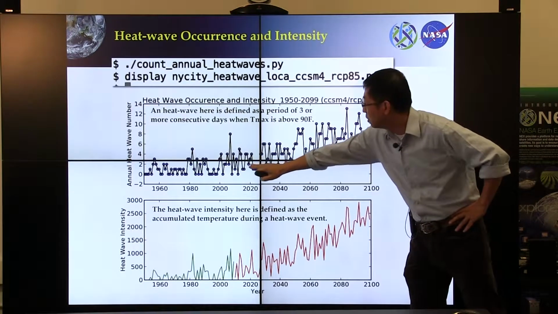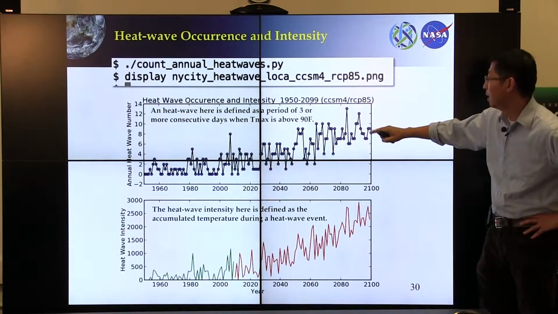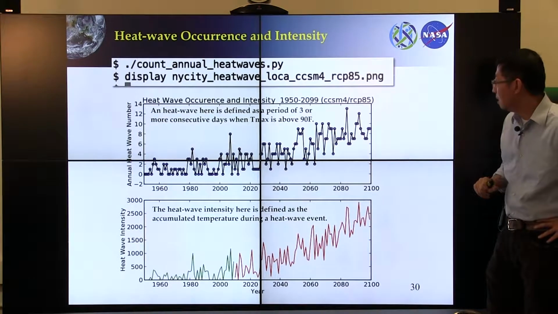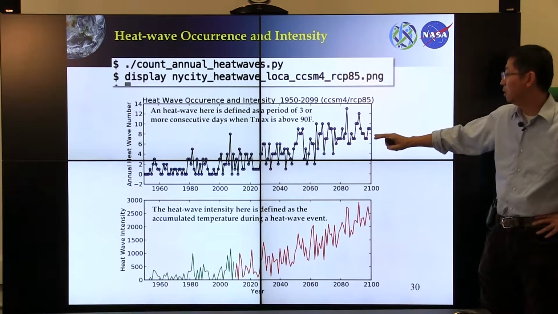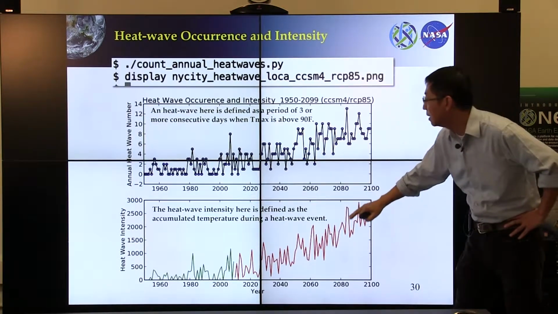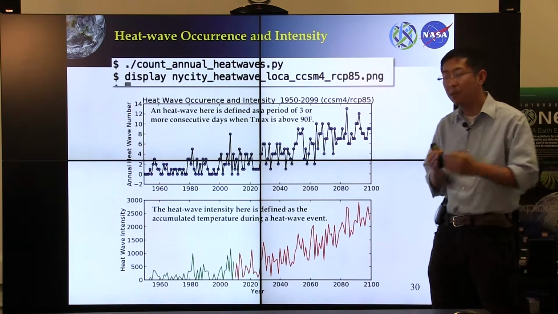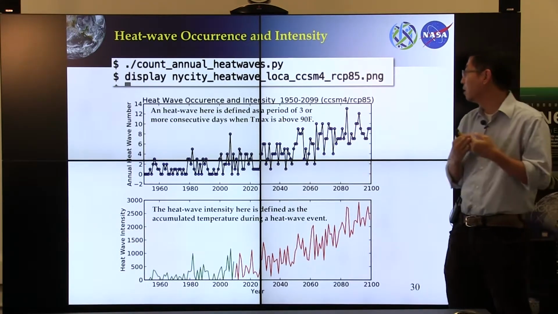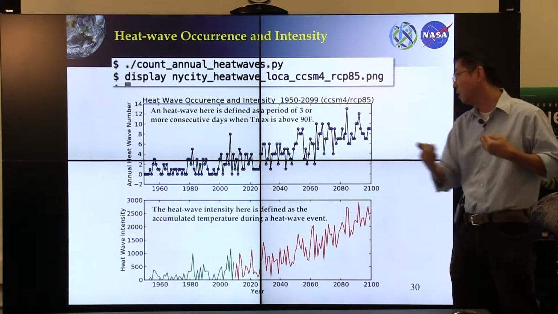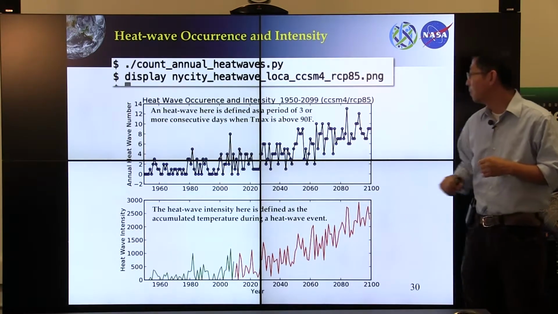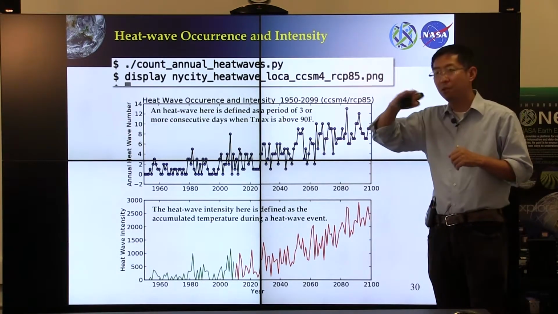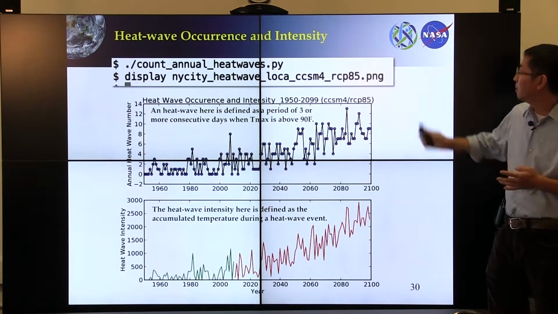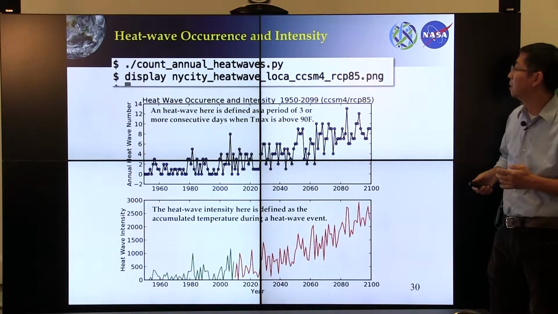From currently about 2 to around 8 heat waves by the end of the century. Not only the number of heat waves changed, but also the intensity. That means either the heat wave period will be elongated, so instead of just 3 days, it's going to be 4 or 5 days, or the average temperature for those heat waves will be hotter, or both, right? So that's another way to look at those climate extremes.